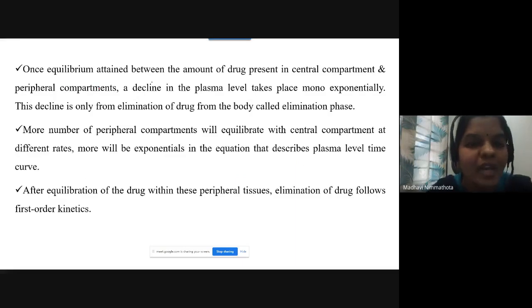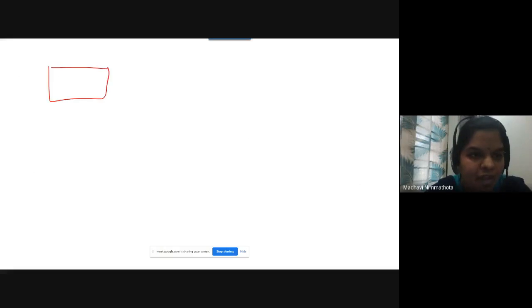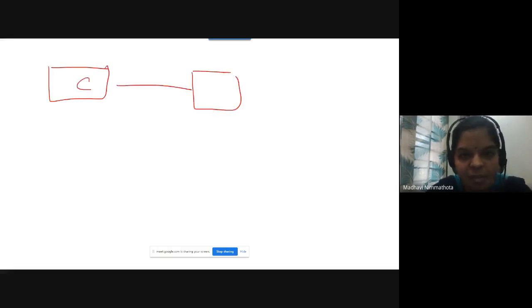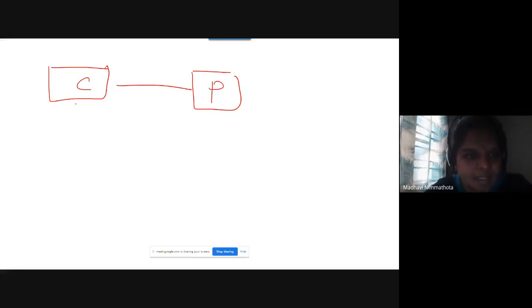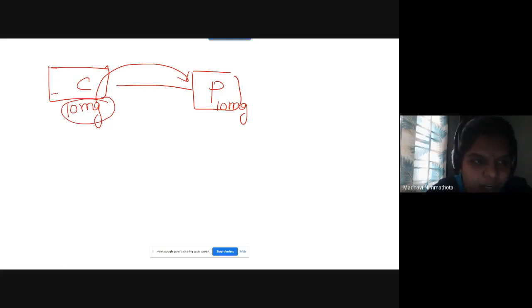once equilibrium is attained between the amount of drug present in the central and the peripheral. See, here we have a central, right? Here we have a peripheral. For example, in the central compartment you have 10 mg of drug. If the total 10 mg is distributed to the peripheral, then after distribution we don't have sufficient plasma drug concentration; we are getting 0 plasma drug level concentration.